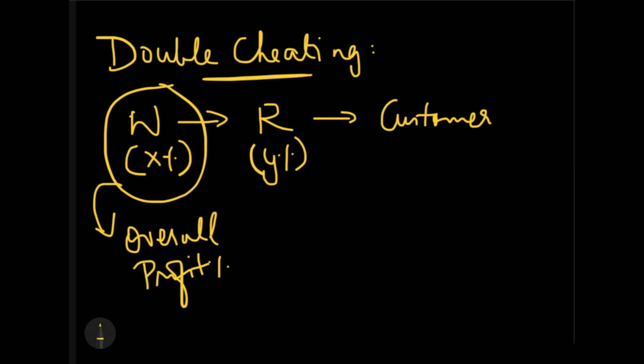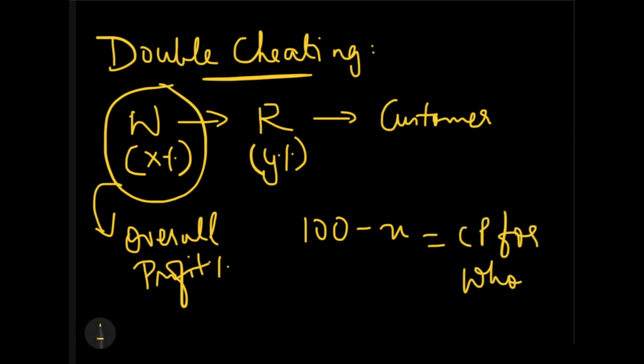Just before this, I told you how we calculated the CP in a single cheating question. If I have assumed 100, then I will be subtracting the values of the percentages of cheating which I have been doing. So here, if you observe, you would be finding that the CP would go as 100 minus x, right? Because the wholesaler has done this. Now upon this, you would be like, okay, I can take this to be my CP for the wholesaler, correct?